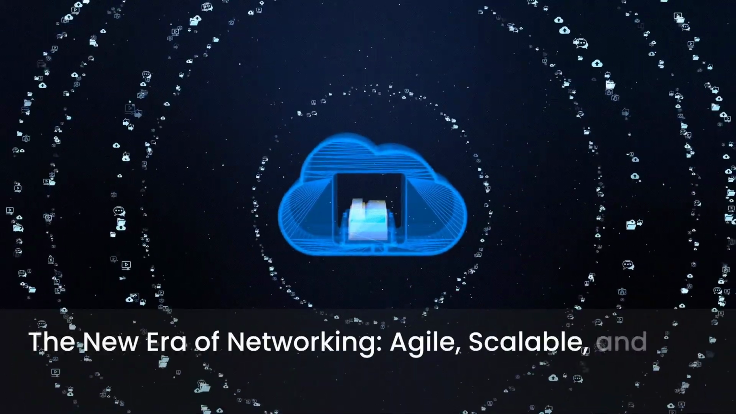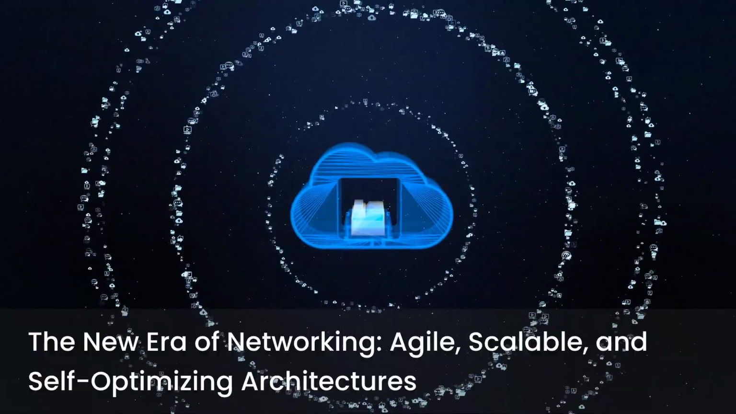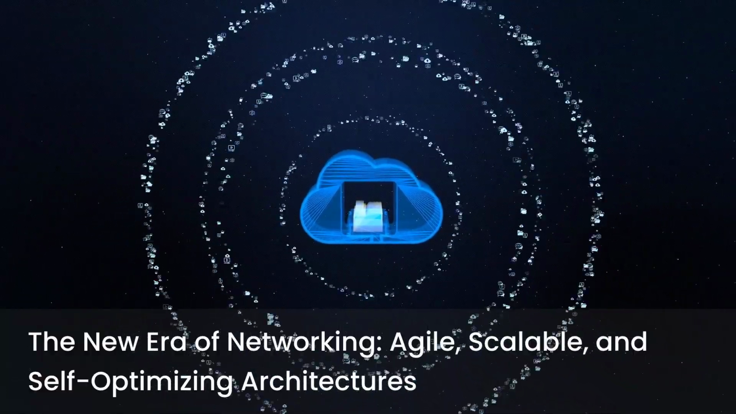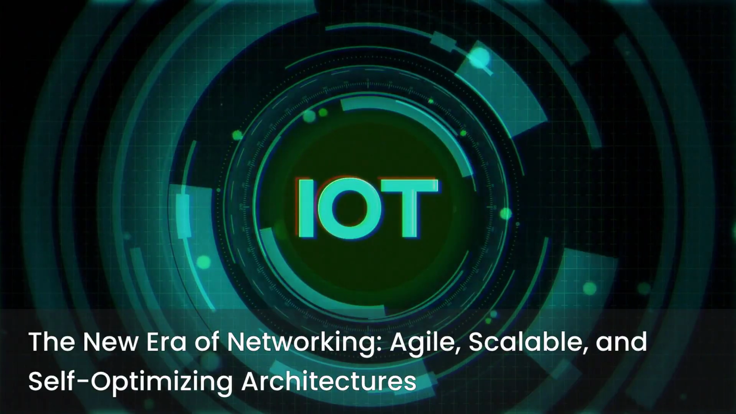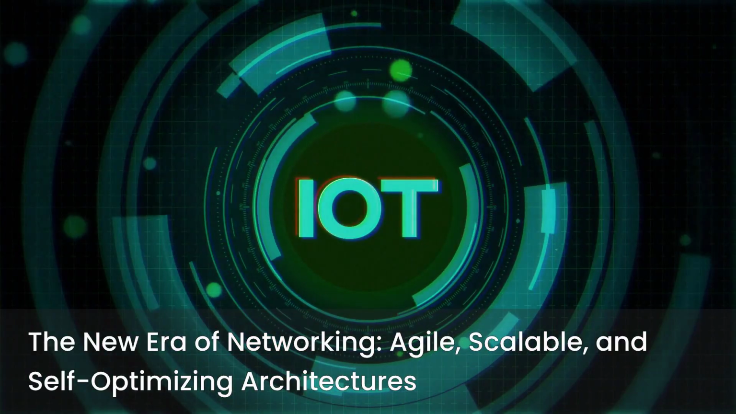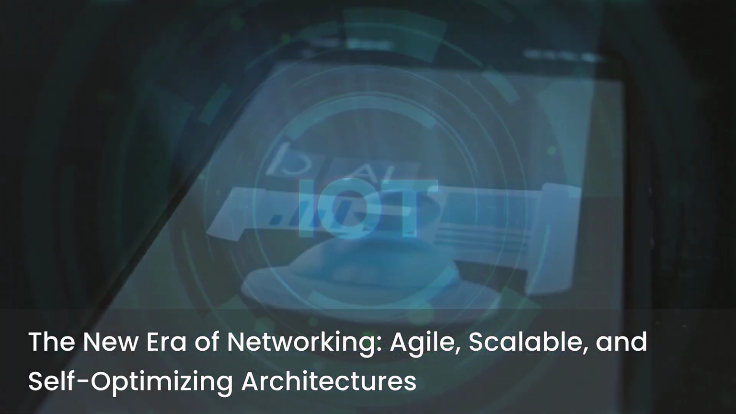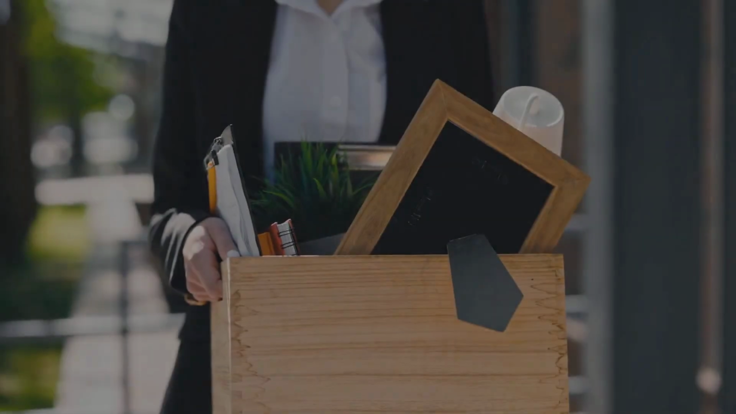Together, leaf-spine architectures and programmable automation represent the new era of networking, agile, scalable, and self-optimizing. They reduce human error, accelerate deployment, and support the dynamic workloads of AI, IoT, and cloud-native applications that define the digital landscape today.